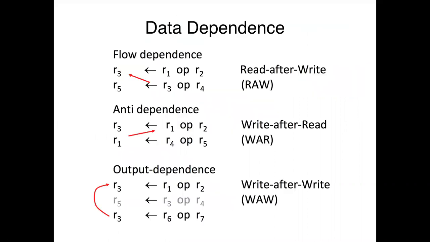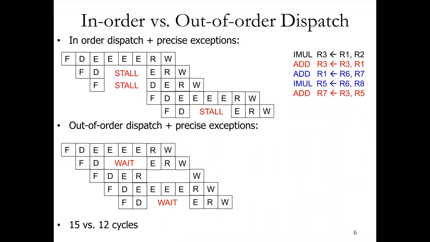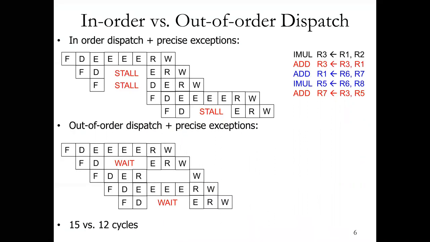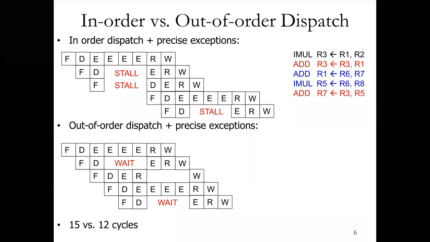Okay, so what does the first instruction have? 3 E's, but the second only has one. So that's because we have variable length execution stages for these different instructions. Integer multiply is going to take more cycles than an add.